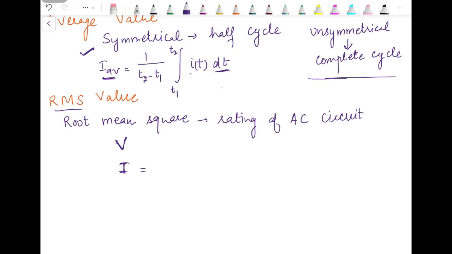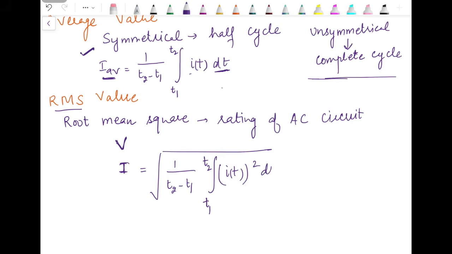It is calculated as 1 by root T1 to T2, integration from T1 to T2, I(t) square into dt. So this is how we calculate the RMS value.